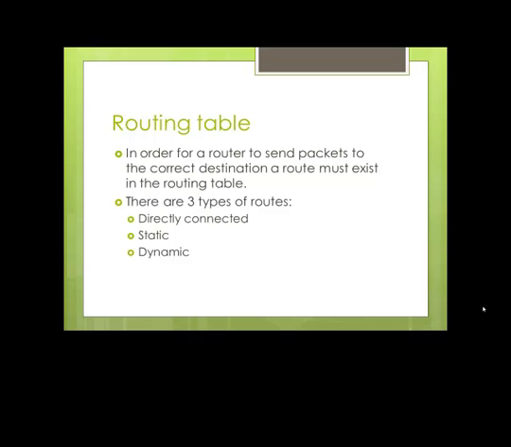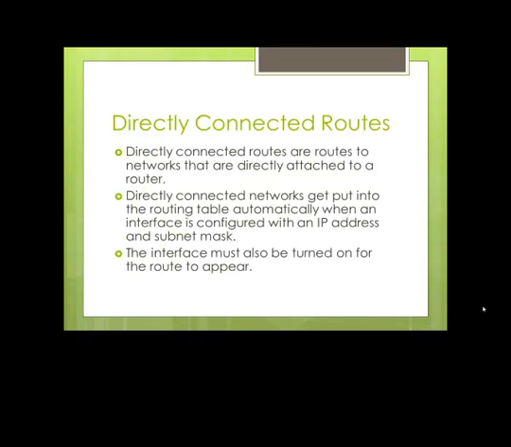The routing table. In order for a router to send packets to the correct destination, a route must exist in the routing table. And we're going to discuss three types of routes and three ways we can put routes into the routing table. The first is directly connected, static, and also dynamic. Directly connected routes. These are the easiest ones to install. Directly connected routes are routes to networks that are directly attached to a router.